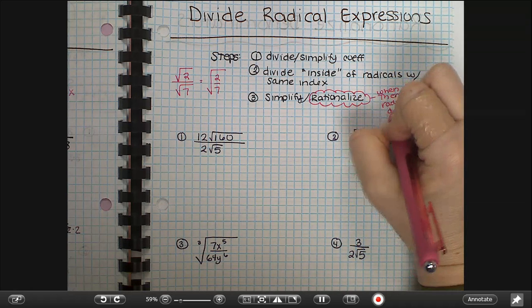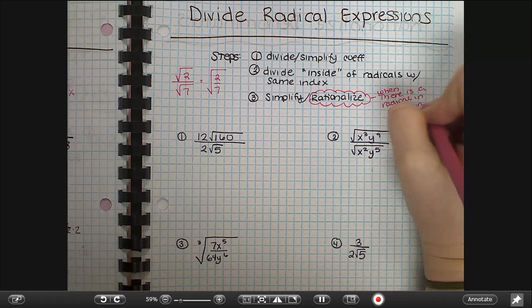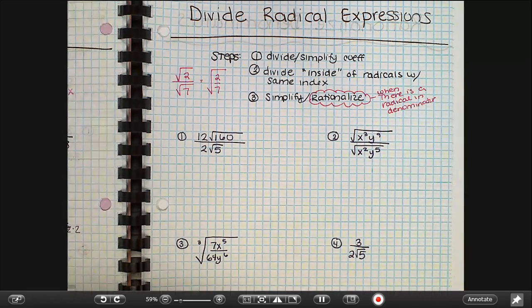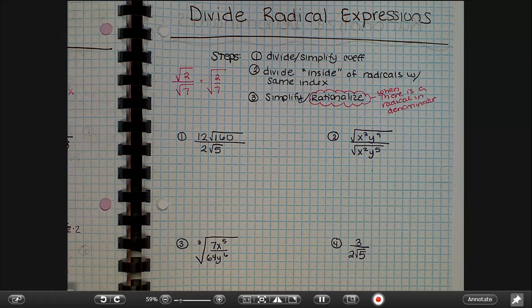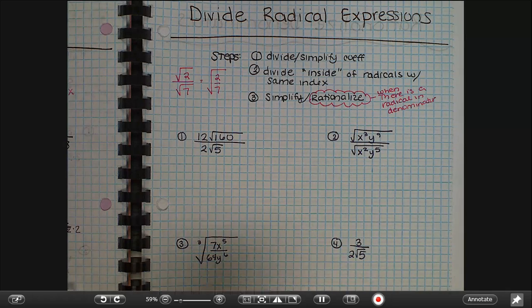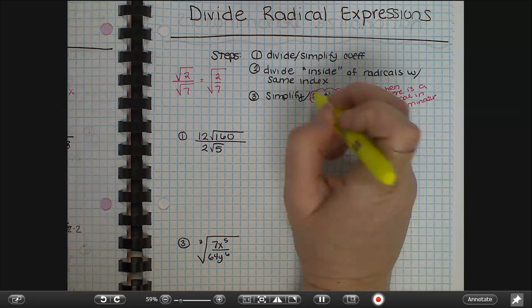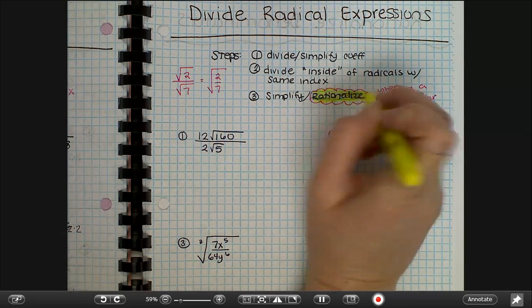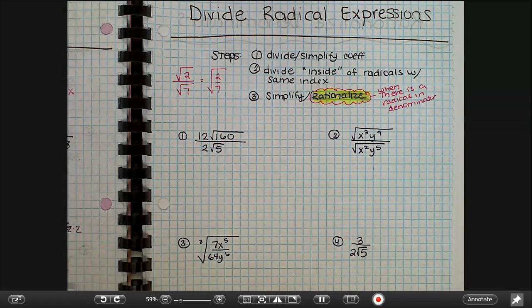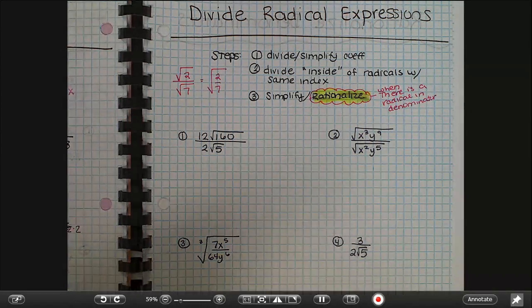They're not really allowed to be a radical in the denominator in a final answer. So when there's a radical in the denominator at the end, that's when you rationalize. And I'll give you some examples of what that looks like so that you're not like, what does she mean? All right, so first, let's look at the first example.